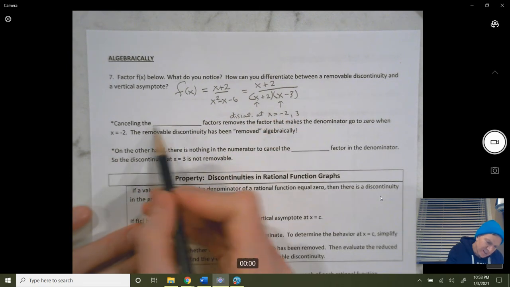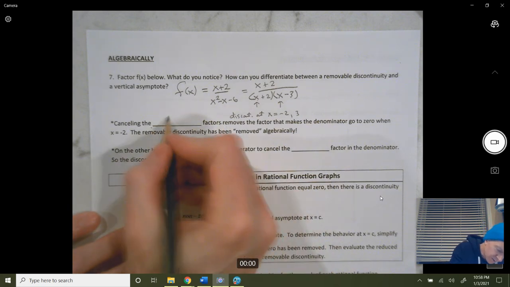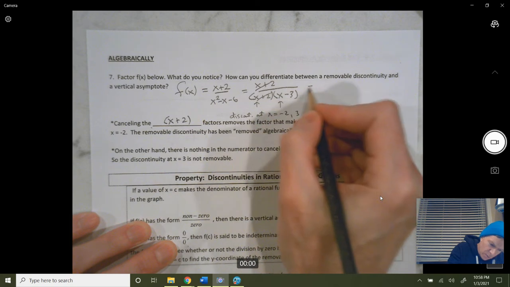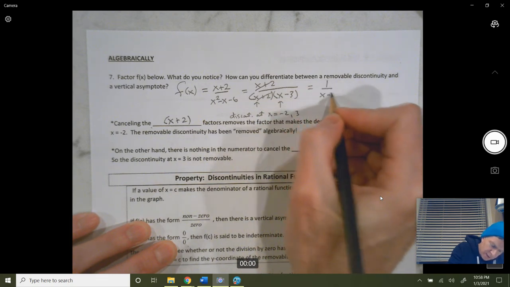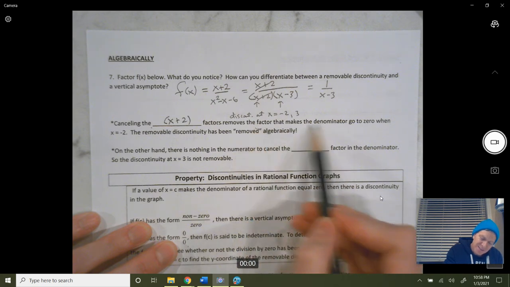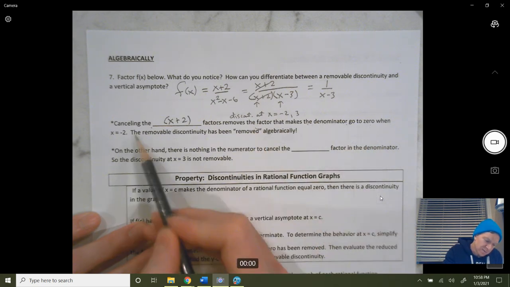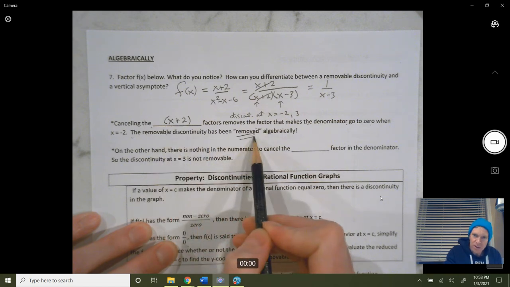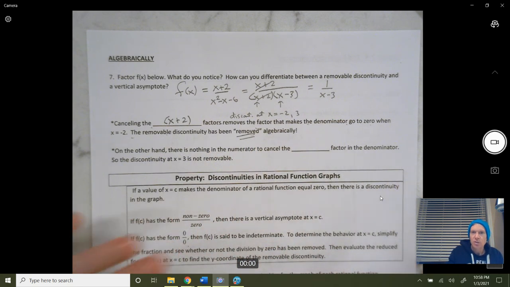Now, canceling the x plus 2 factors, we end up with 1 over x minus 3. That removes the factor that makes the denominator go to 0 when x is -2. The removable discontinuity has been removed algebraically. Okay, so watch what happens.